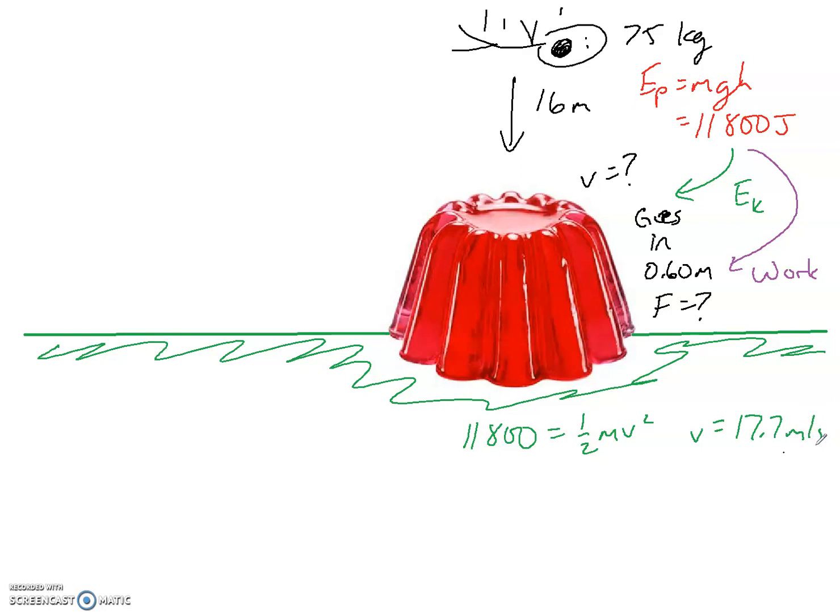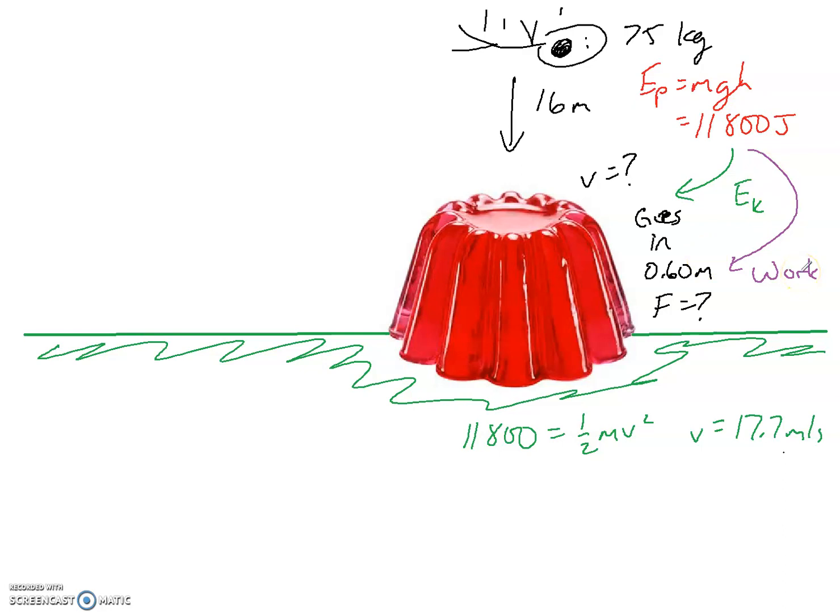So let's see how far he goes into the jello and how much force was used. I'm just going to take that exact same energy, the 11,800. That's how much potential he has. That's how much kinetic he had when he hit the jello. And therefore, that is how much work the jello will have to do in order to actually stop him. Now, of course, as he goes down, he's going to have a little bit more work done by gravity. We're not going to worry about that. We'll just ignore that for now. We're just going to get a general idea what's going on.